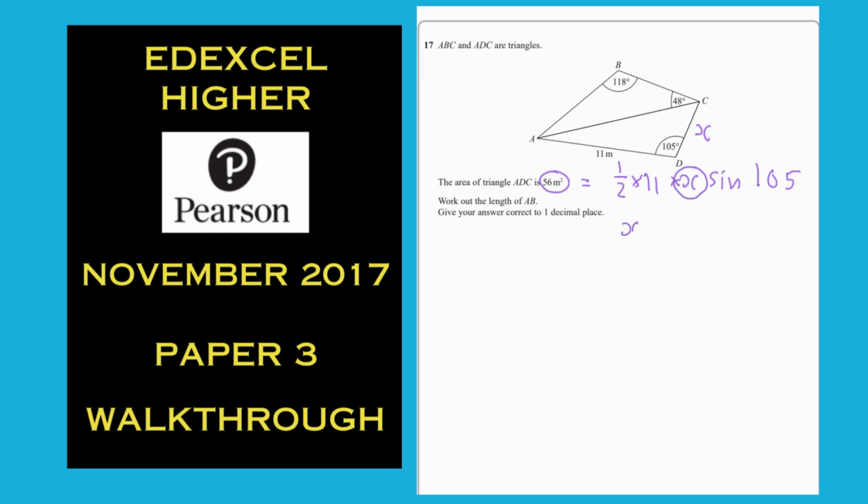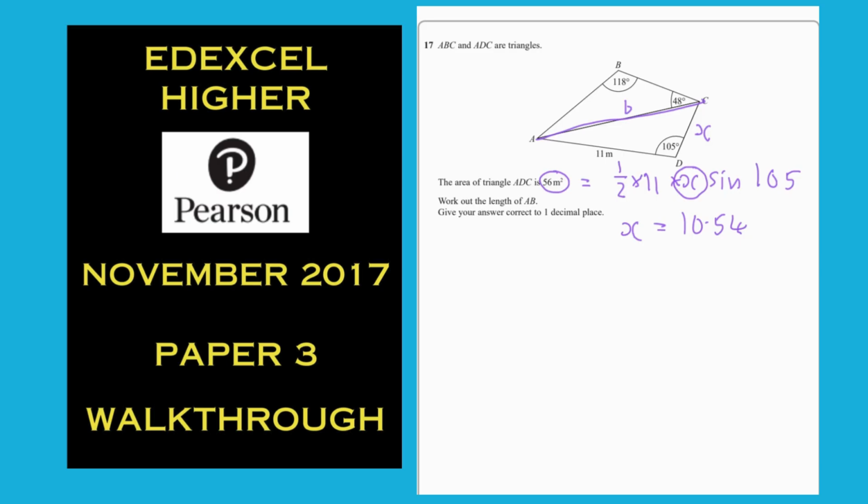Stick all this in your calc, but you're wanting to find x. So whatever you get in your calculator, 1/2 times 11 times sine 105, you need to do 56 divided by that. Or if you want to work backwards, start with 56, double it, divide it by 11, divide it by sine 105. I don't care how you do it, as long as x works out to be about 10.5. Now you can move on, because what you really needed was the length of AC. I'm going to call it B, because it's opposite to B.